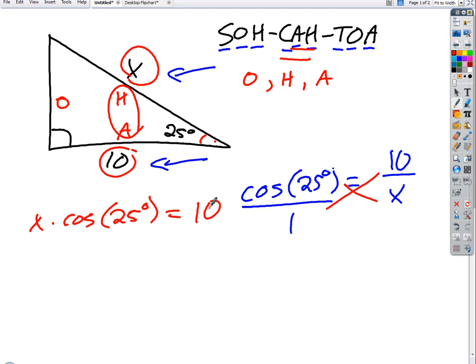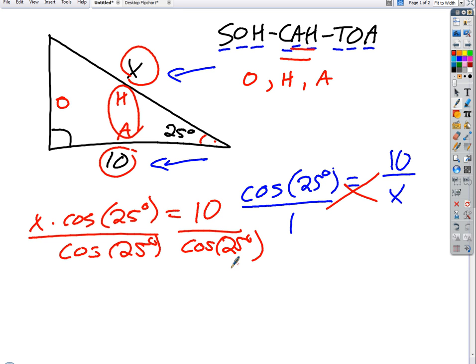Ah, we're on to something. Go ahead, Casey. Which is just a number. Exactly. If I divide both sides through by the number cosine 25 degrees, and look what happens. That number cancels, right? Think what I'm doing. How do I undo multiplying by the number cosine 25? I divide by the number cosine 25, right? And so I get the x all by itself. X just equals 10 divided by cosine 25, right?